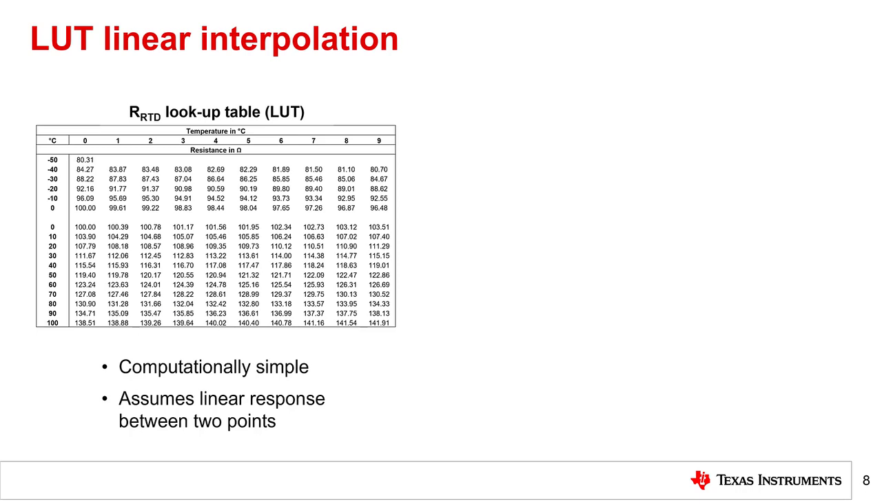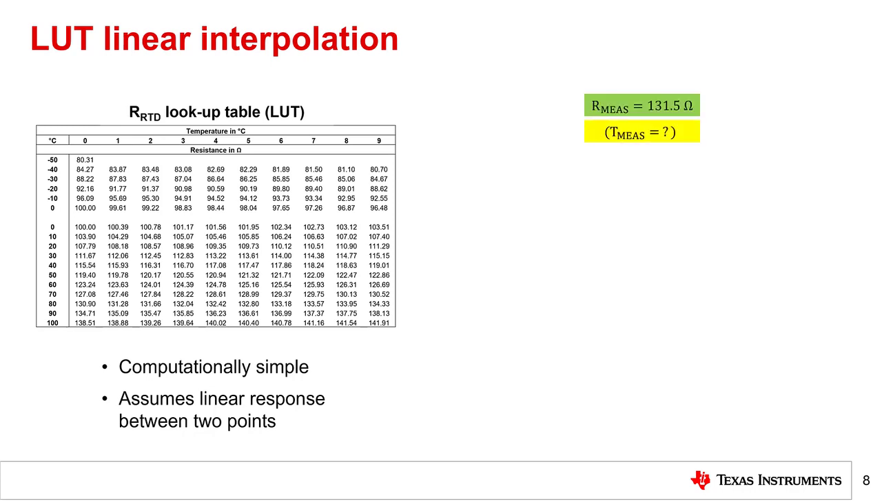The most common way to identify intermediate temperatures from a lookup table is to use linear interpolation. This method is used because the process is computationally simple compared to using polynomial equations. As its name implies, linear interpolation assumes that the response of the RTD resistance versus temperature curve is linear between any 2 points. If this is not the case, calculation errors can occur. This is discussed in more detail in a subsequent Precision Labs module.